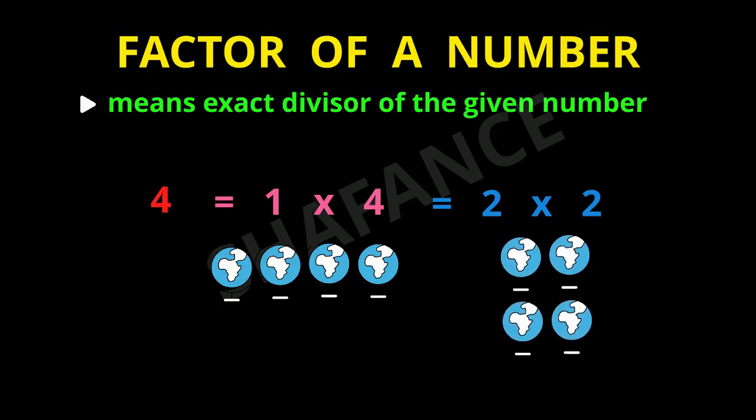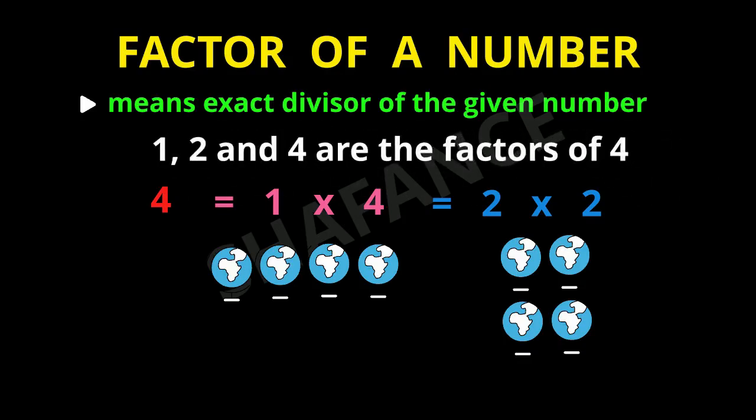As we can see, we can arrange 4 globes in 2 rows. However, these cannot be arranged in 3 rows. Also, if we arrange them in 4 rows, it would be same as 4 multiplied by 1, which is equal to 1 multiplied by 4. So 1, 2 and 4 are the factors of 4.